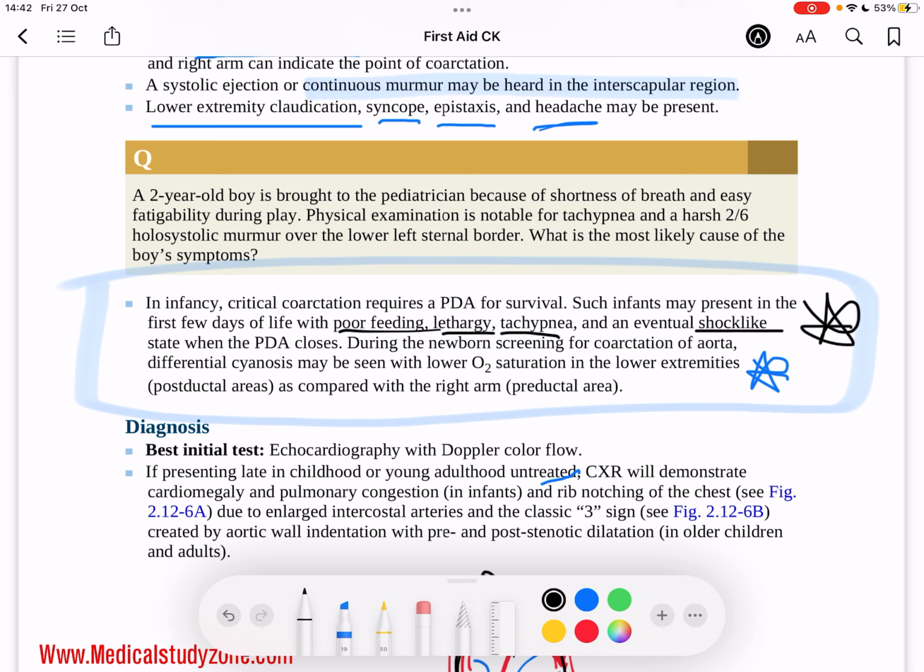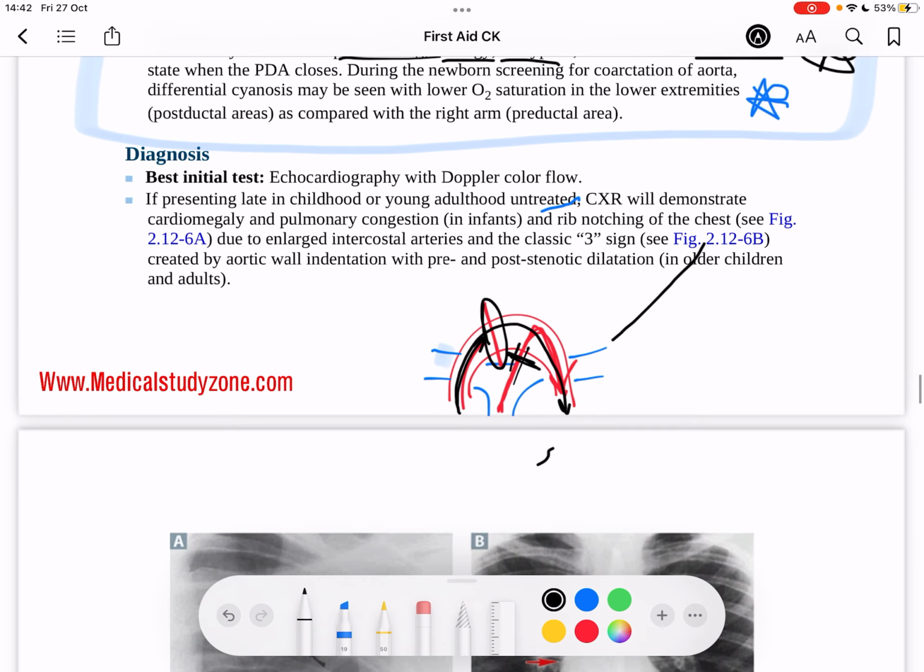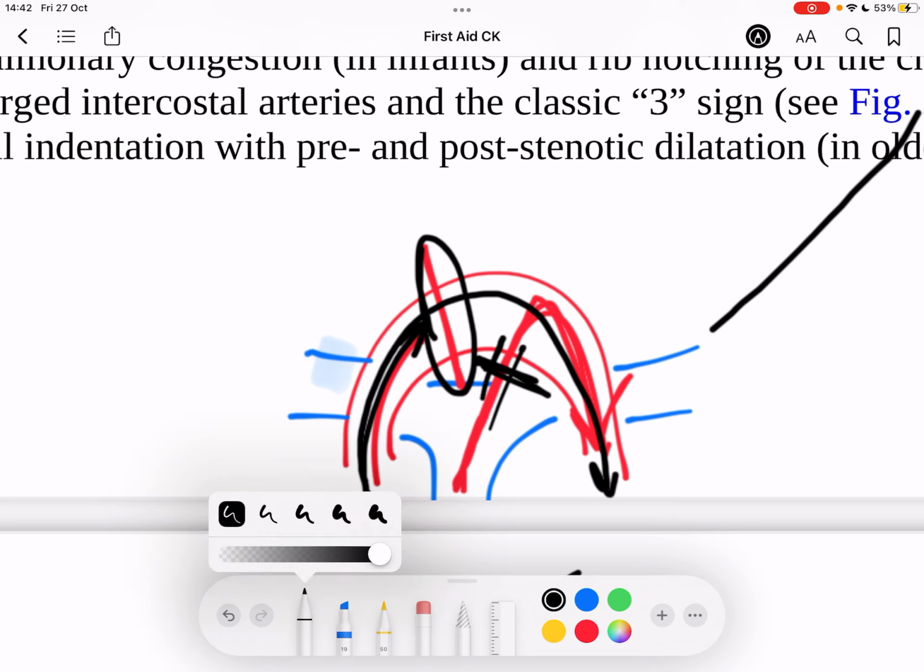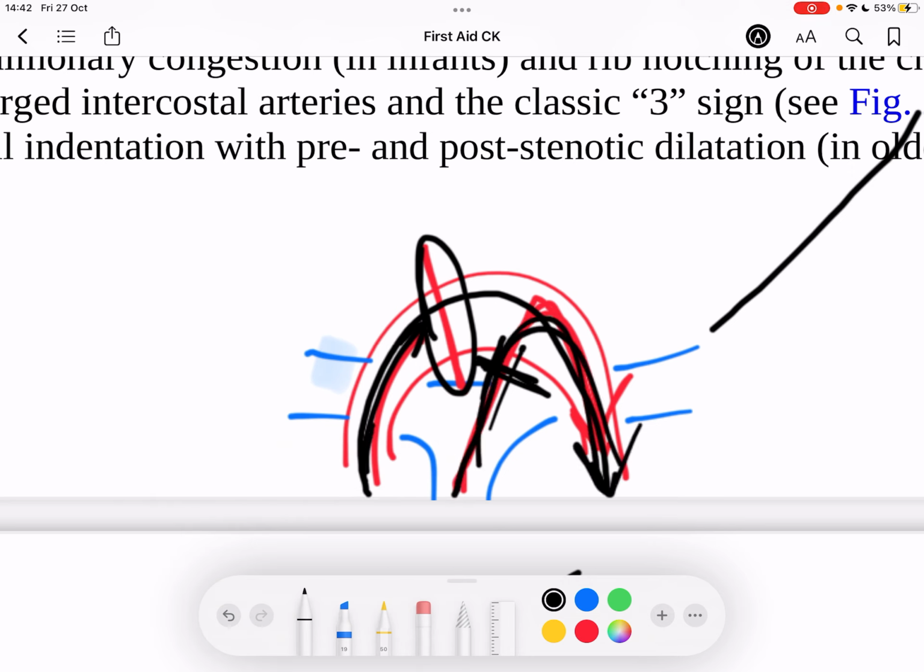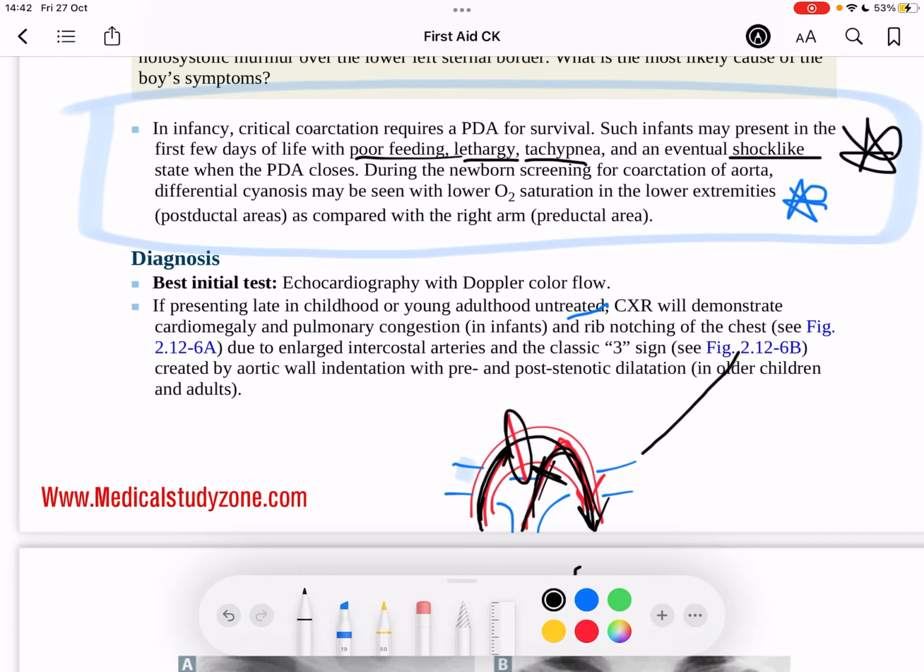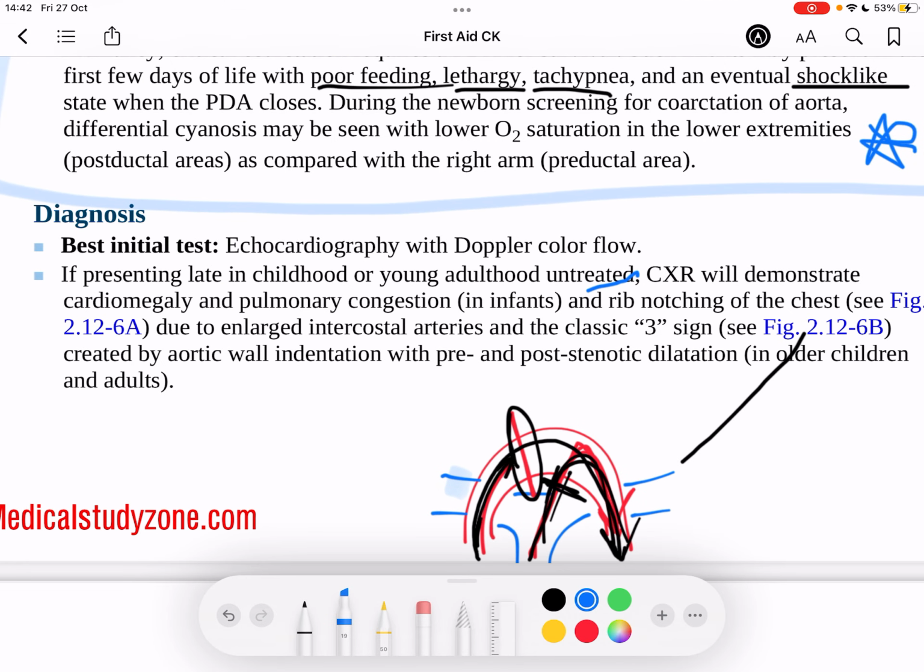And in these specific cases where the coarction is before the PDA, we need to keep the PDA open so that the patient can still get adequate blood flow to the rest of the body. Good. So hopefully that's cleared that up. I hope that hasn't overcomplicated it. So let's just talk about diagnosis now.